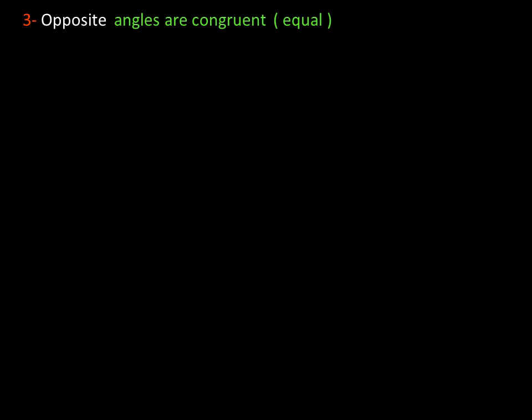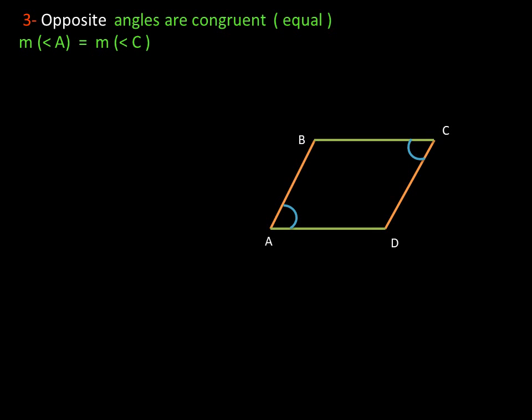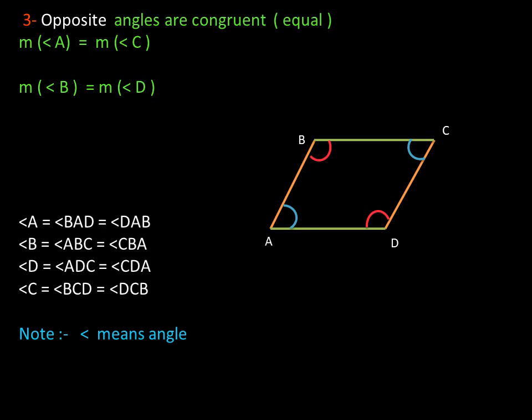Next property is that each two opposite angles are congruent, which means equal in measure, like angle A, or angle BAD, we can read it like that, equals angle C. Angle B, or we can read it as angle CBA, equals angle D.